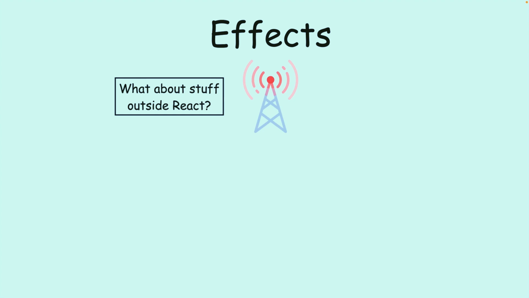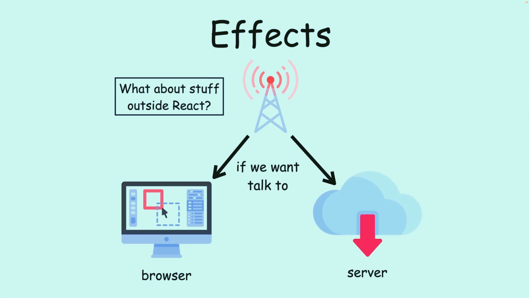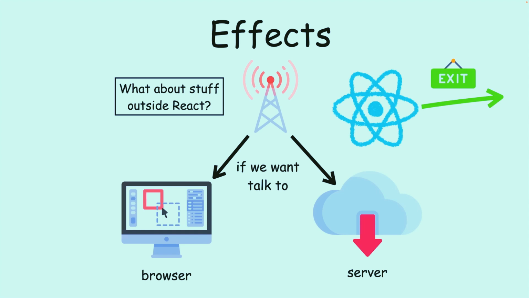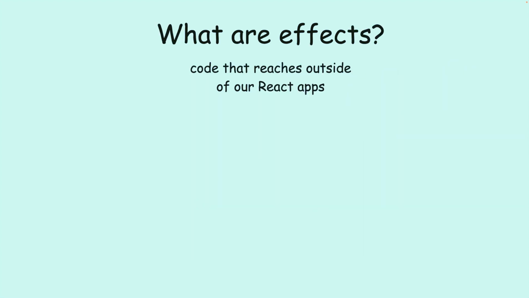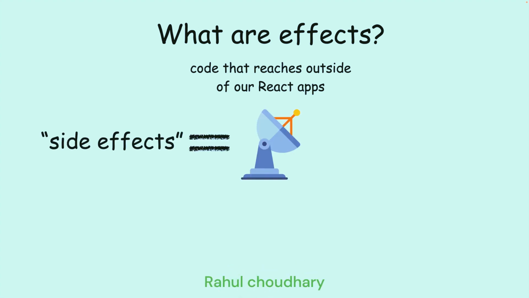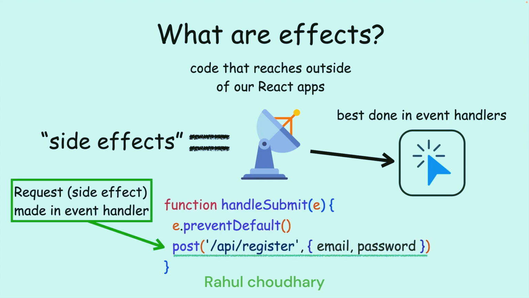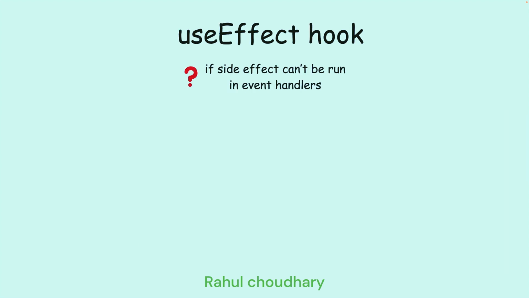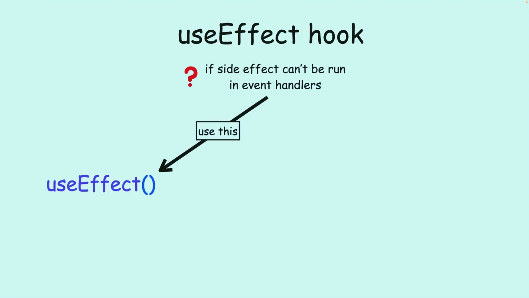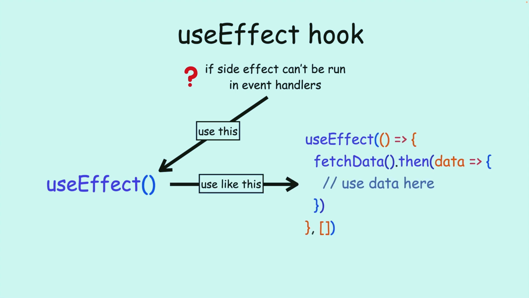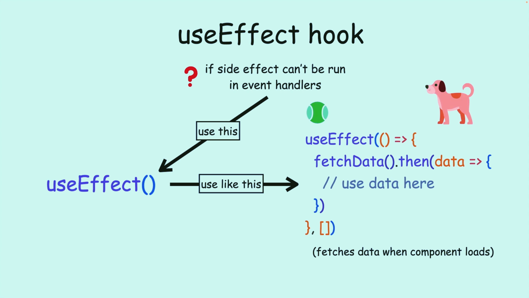But what if we need to do something outside our React app? Your app might need to talk with the browser API or make a request to a server. If you do have an external system, you're going to need a way to step outside of React. Effects are code that reach outside of our React application. Usually effects, also known as side effects, can be done within event handlers. For example, to make an HTTP request when you submit a form or click on a button. If you can't run your effects within an event handler, then you can run them using the useEffect hook. For example, a common pattern is to fetch data when components first load with the useEffect hook.